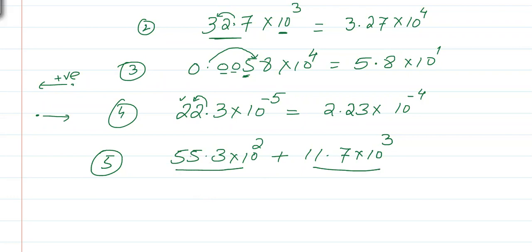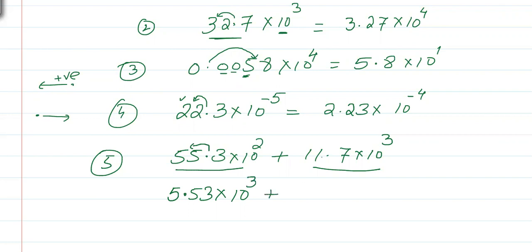When you write this in the standard form, it will become 5.53 into 10 to the power. You shifted your decimal from here to here, so you move one digit from right to left. So one power of 10 will be more. There are two powers already, one more power will make it 3.